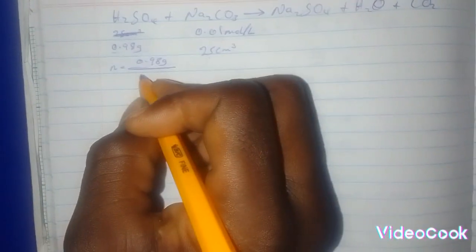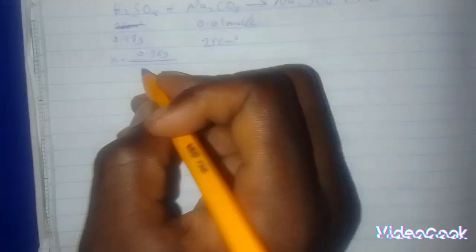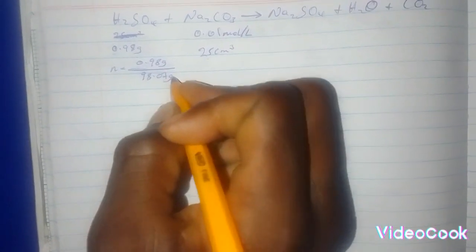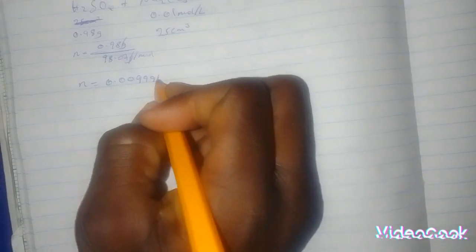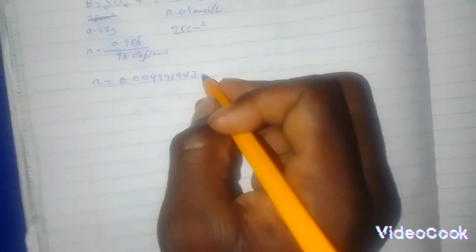We know that n is equal to 0.98 grams divided by the molar mass of sulfuric acid, which is 98.07 grams per mole. These two cancel. Then what are we getting? 0.009991943 moles. So from here we have known the number of moles for sulfuric acid.